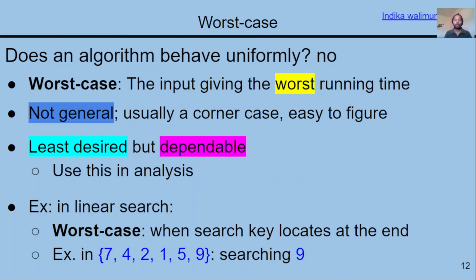All right. So if we take the example of linear search, when the search key is located at the end of the array, that would be the worst case scenario, because we'll have to check all the elements all the way up to the end, and that's when we find it. The other scenario is obviously when the search key is not there. That's also a possible worst case scenario. So we have to check all of it, but it's not found.